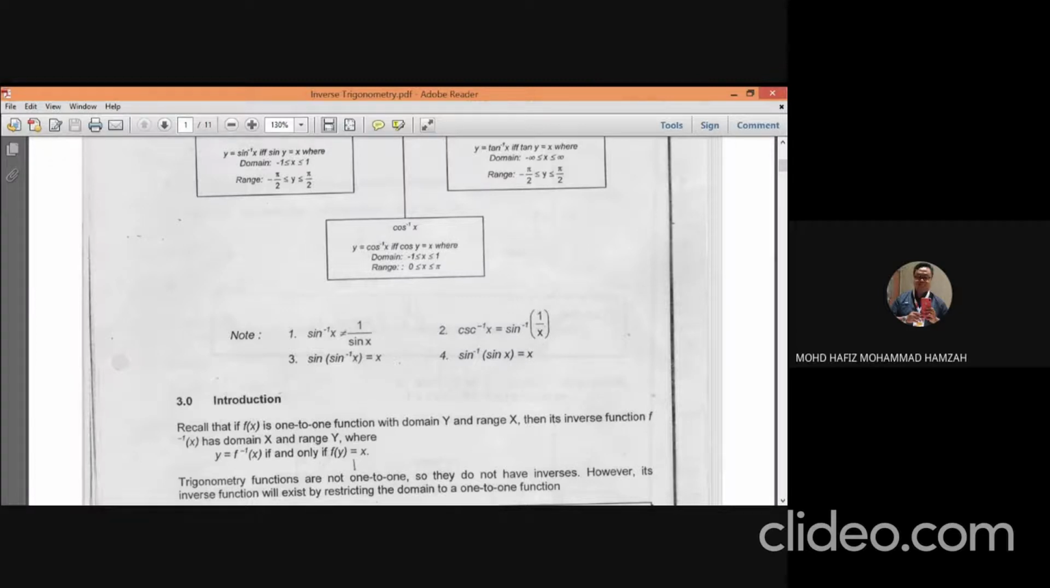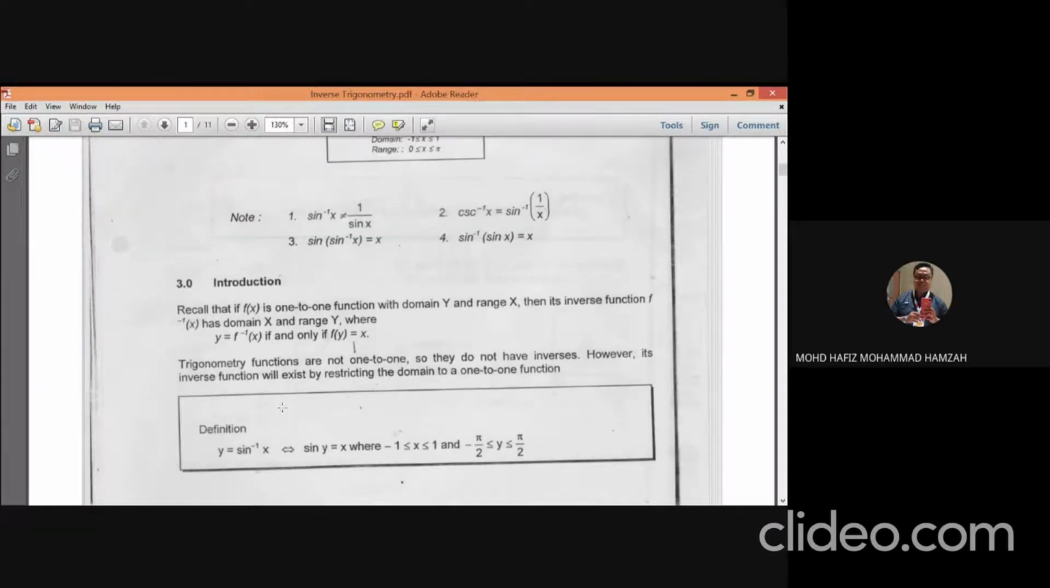Okay, and then also for the sine, multiply with inverse sine, dia akan neutralkan sine ni. So dia akan tinggal x sahaja. Same here, if you find sine inverse for sine, you also get equal to x. So 4 benda ni kita akan pakai banyak kali. So take note on this.